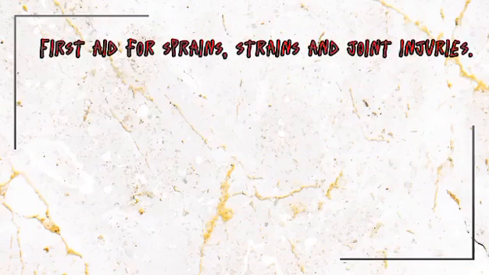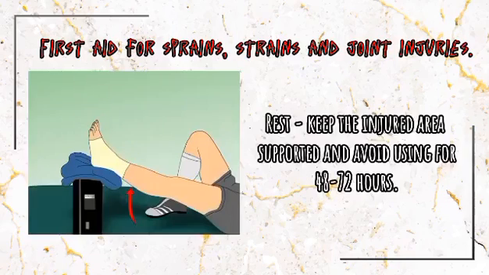First aid for sprains, strains, and joint injuries. Suggestions and immediate treatment for sprains, strains, and joint injuries. To prevent further damage, include rest. Keep the injured area supported and avoid using it for 48 to 72 hours.